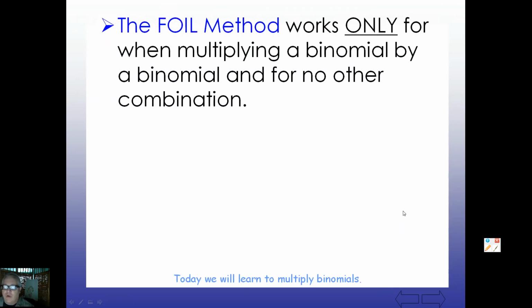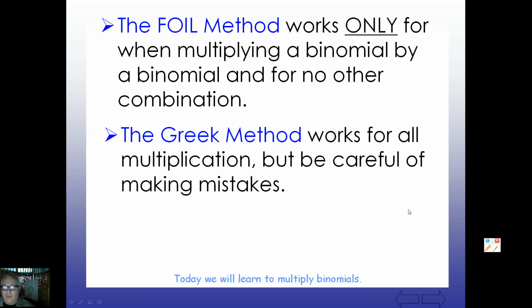The FOIL method works only when you're multiplying a binomial times a binomial and no other combination. And I can assure you, you're going to have 2 by 2s, and you're going to have 2 by 3 multiplications, and also 3 by 2 multiplications. FOIL method will not help you there. And those actually will be on your state exam somewhere. They're up there every year. The Greek method works for all multiplication, but it's kind of laden with some mistakes.